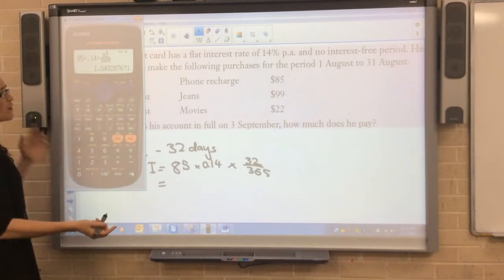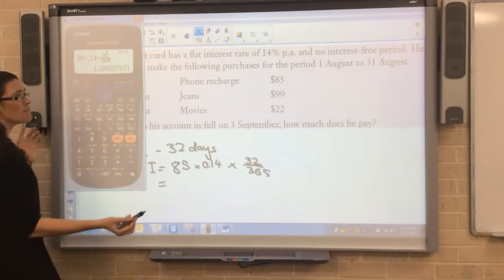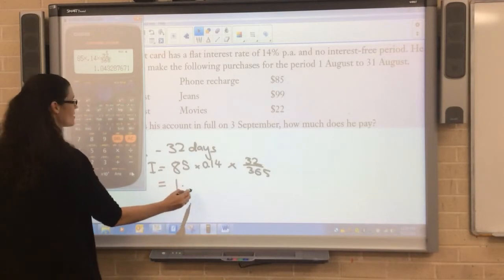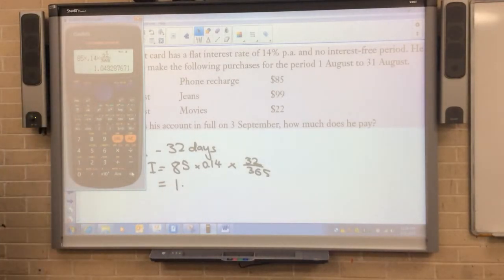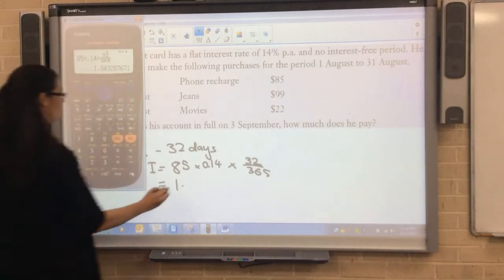So on the phone, he's paid some money, so we're going to do 2 decimal places. Except it's not my final answer. So if it's not my final answer, I keep extra decimal places. I'm going to keep 4.